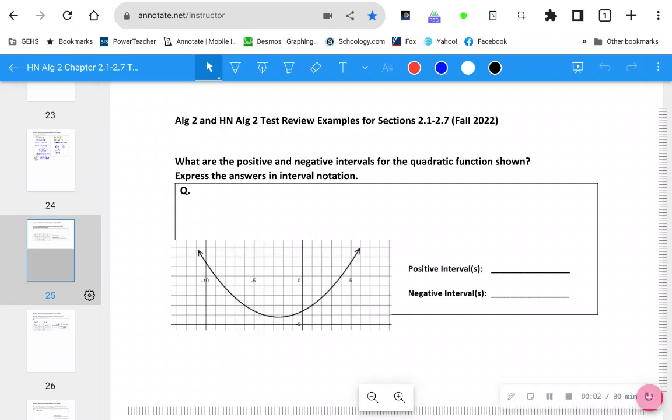Okay, this is a continuation of the review for sections 2.1 through 2.7, Algebra 2 and Honors Algebra 2. And we're on example Q. What we have in this example is a picture of a parabola that crosses the x-axis, and we're asked for the positive and negative intervals in interval notation. So try your hand at this first, and I'll move on to the solution here.